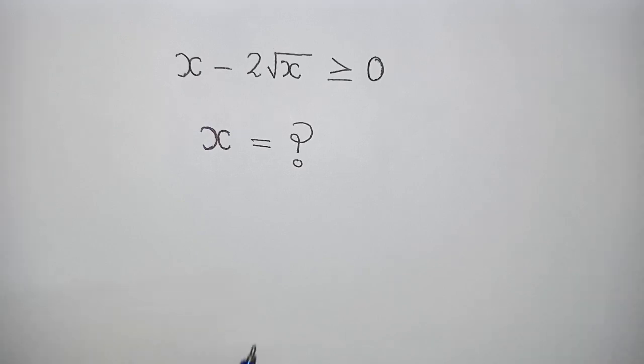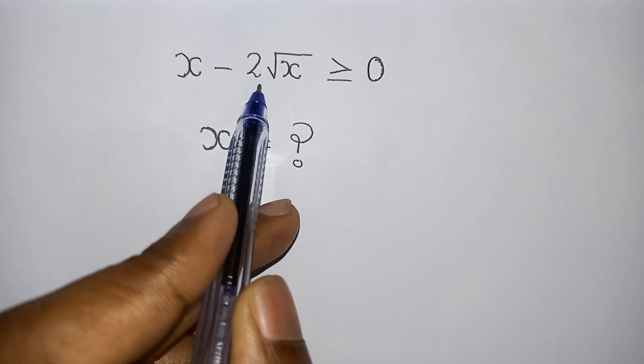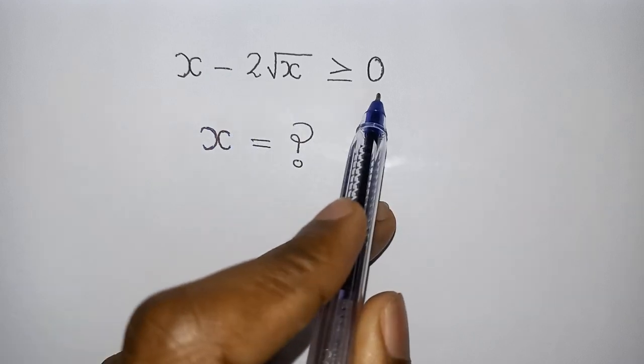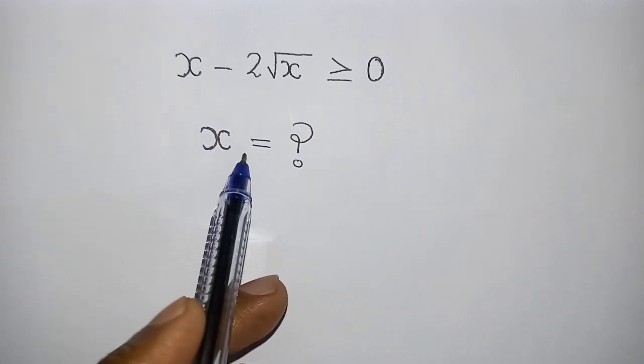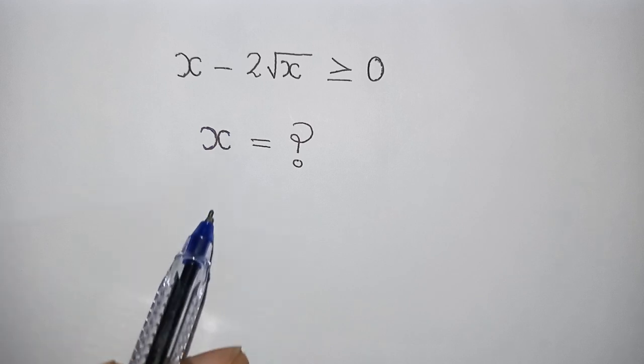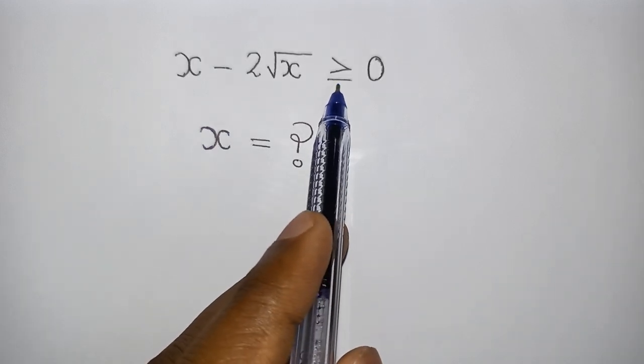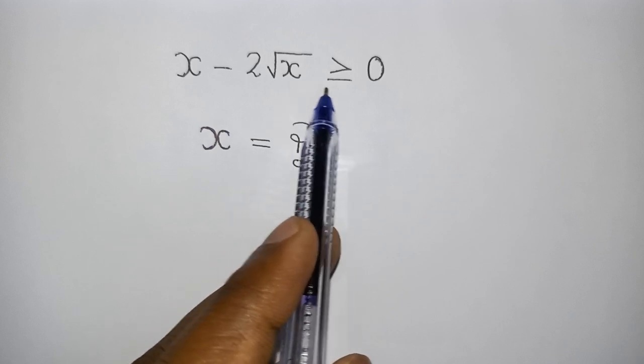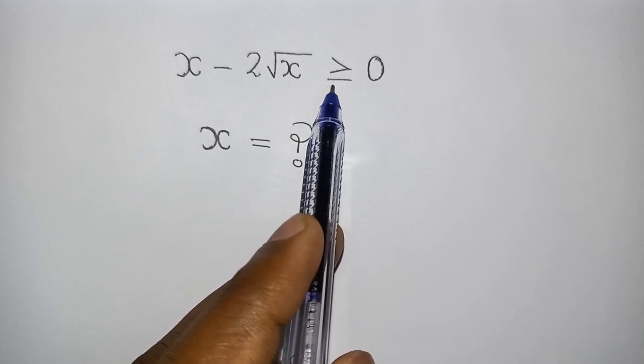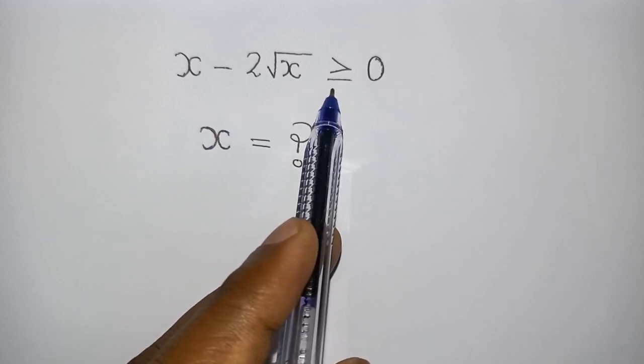So today's question is x minus 2 times square root x is greater than or equal to 0. Can you find the value of x, or the range of x, in which all values of x lie? Because this is an inequality question, not an equation, you can say it is an inequation.